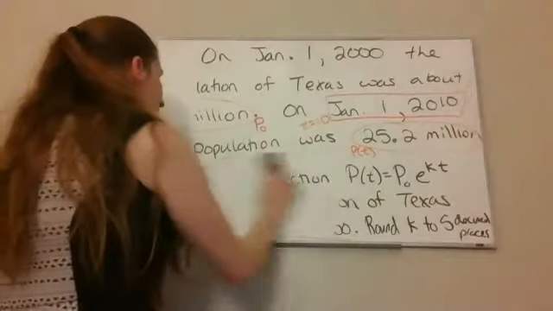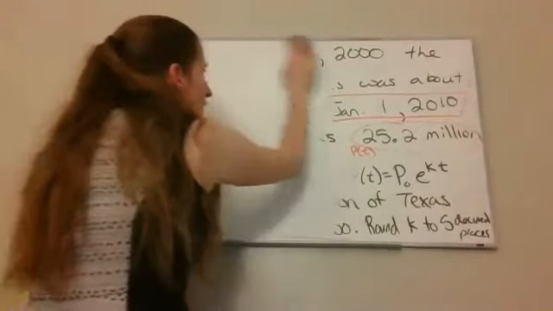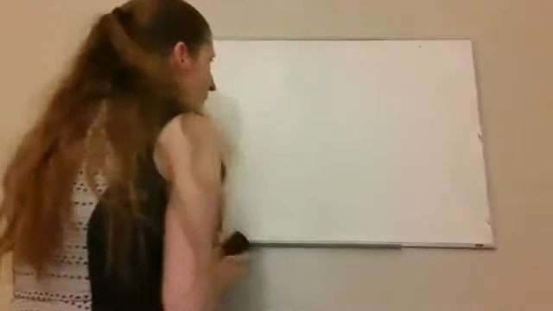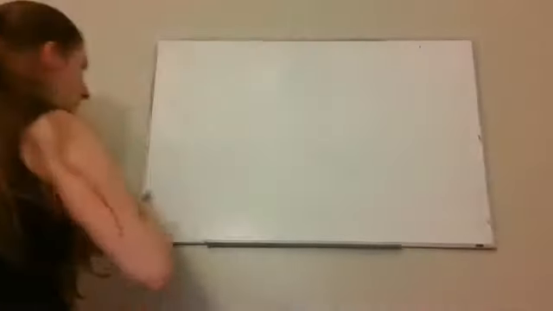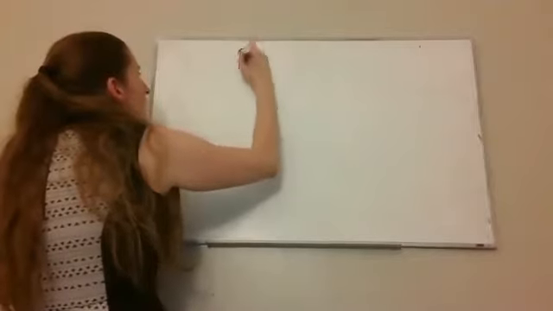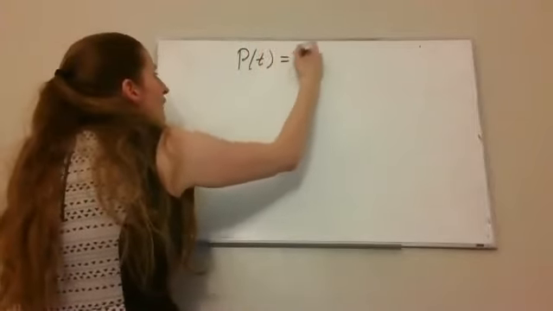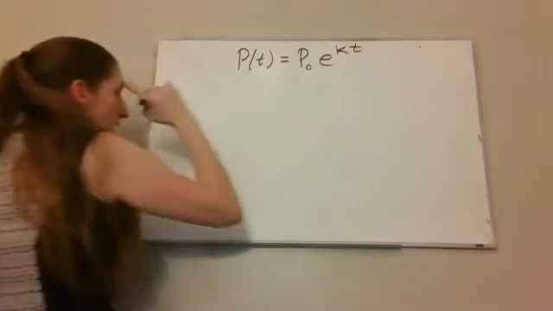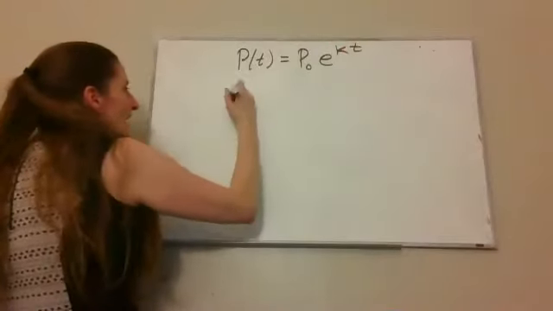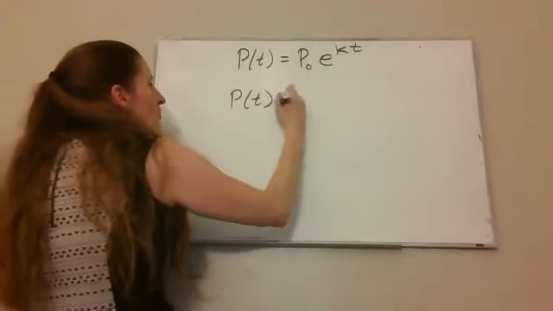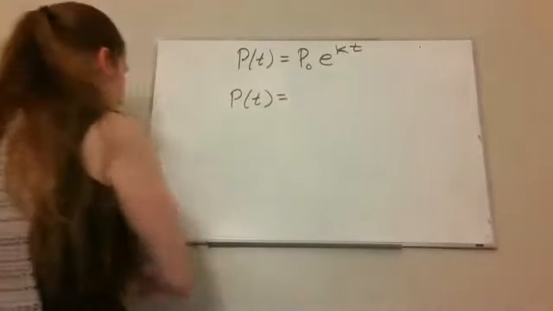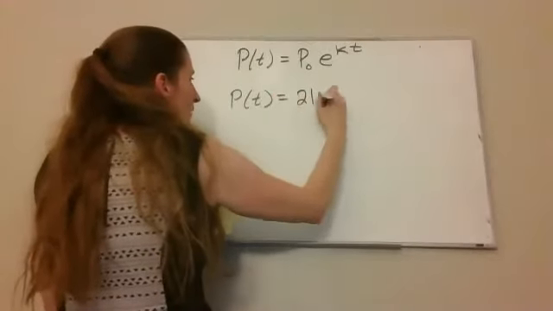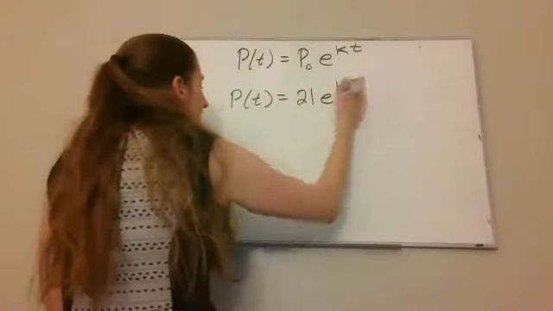Now I'm not going to write all of the zeros to make it millions. I'm just going to know that my populations are talking about millions. So here's what the form of the equation is supposed to look like. Once we figure out what k is, we're going to have P of t equals that initial population, which was 21 million, e to the kt.